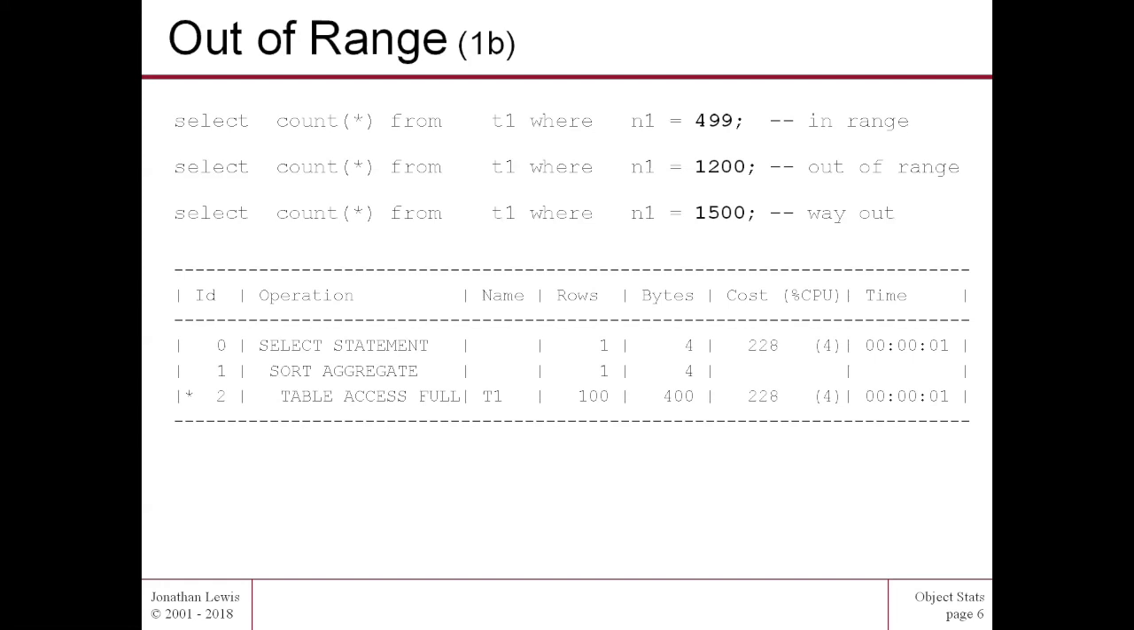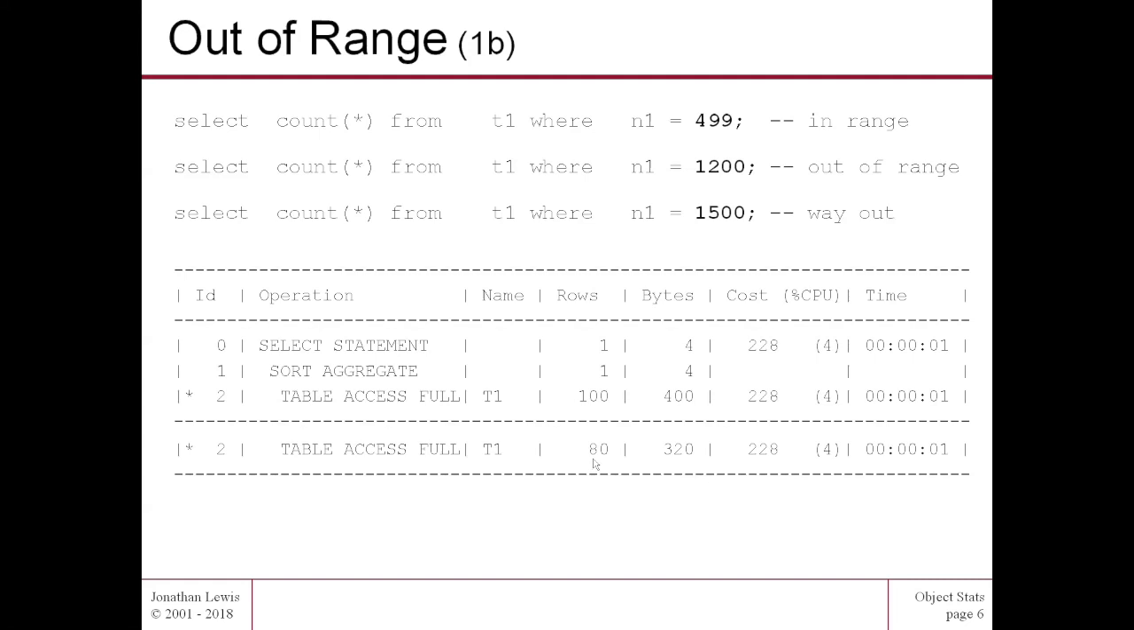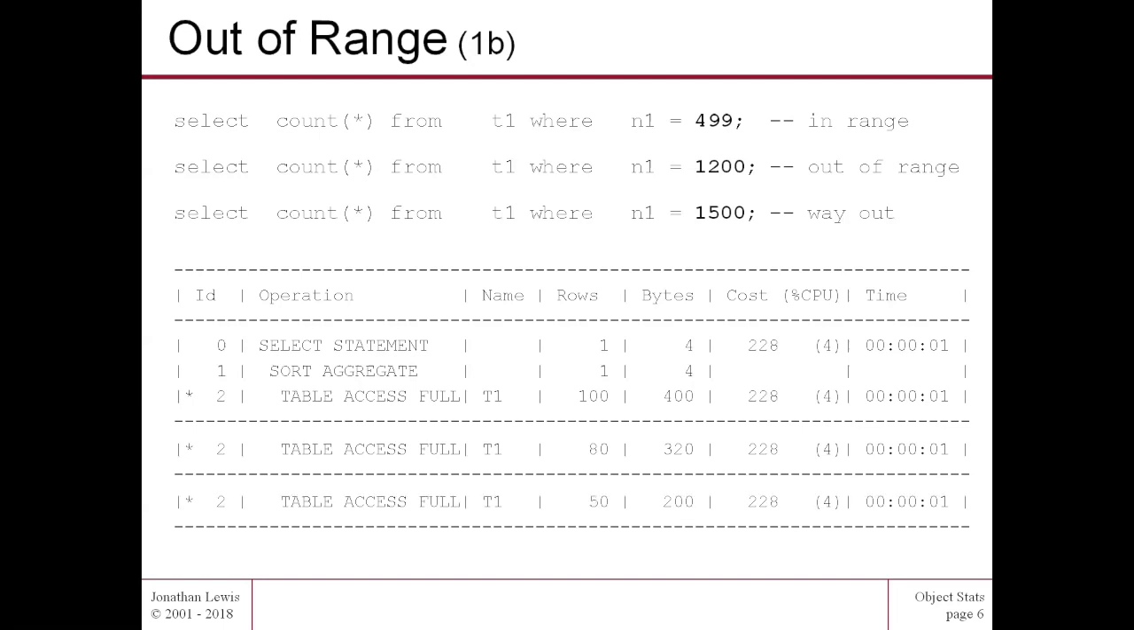If we move to n1 equals 1200, what happens to that estimate? It's dropped down to 80. And then we go to n1 equals 1500. Oracle's estimate has dropped down to 50. And the further away we get from the known high value, the smaller that estimate will become.